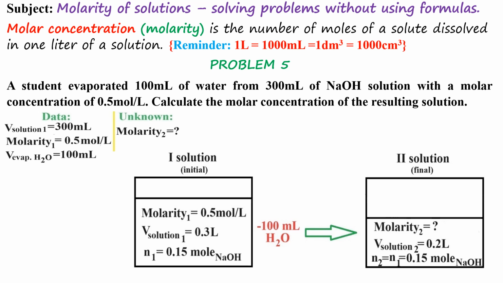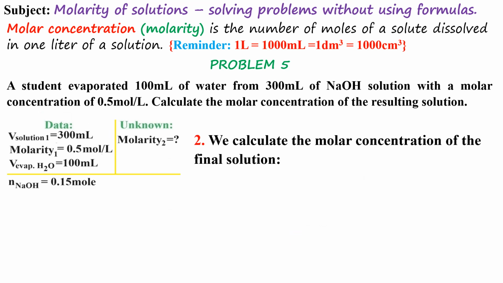Let's represent this with the help of the drawing. In the initial solution, we have 0.15 moles of sodium hydroxide, and in the final solution, we have also the same number of moles of sodium hydroxide. Why the same? When we evaporate a solvent, in this case water, the number of moles of solute does not change. Now we are ready to calculate molarity of the final solution.